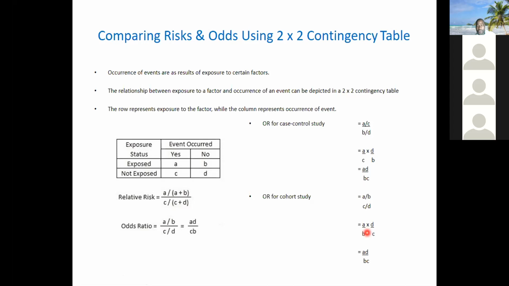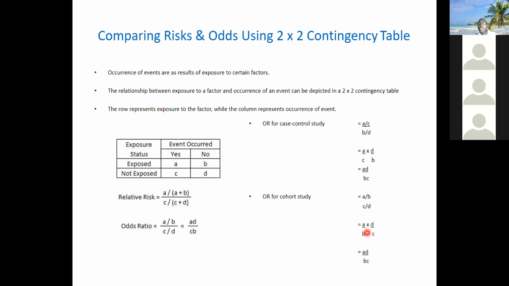Now, how do you compare? What you want to do is compare the risk between the people that are exposed and the people that are not exposed. Calculating risk is only possible if you are able to differentiate people that were exposed and not exposed before the disease happened.